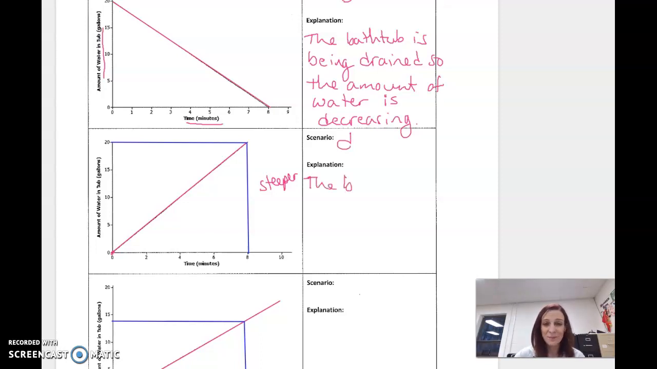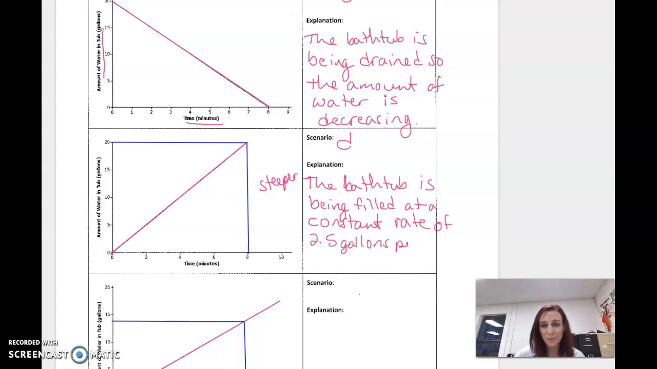we'll say the bathtub. Sorry, guys. I'm right sloppy to begin with. Writing on my tablet here is not helping. The bathtub is being filled at a constant rate of 2.5 gallons per minute. Then I'm going to add a little something. It's a steeper line. It's the steeper line, right? Steeper line, greater slope, greater rate of change.